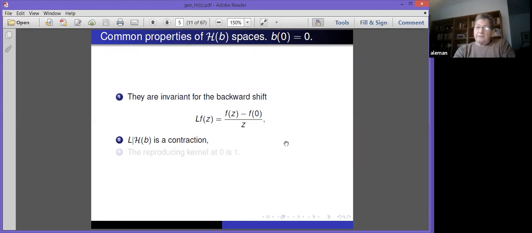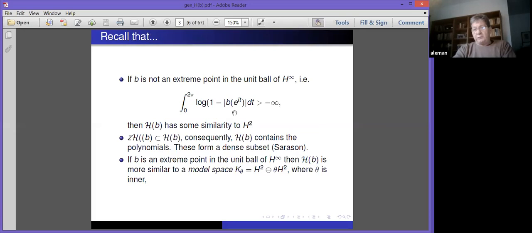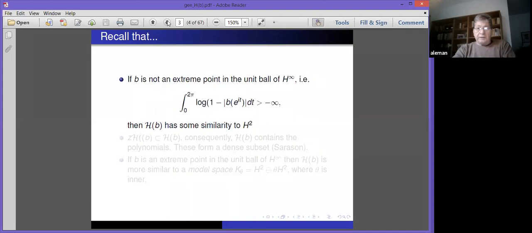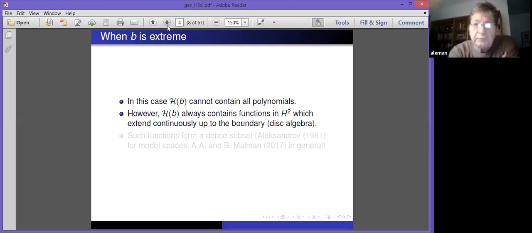So in that case, the producing kernel is constant at 0. So maybe I should, I mean, if we go back, I think you've seen the producing kernel. So if B of 0 is 0, when you put W is 0, you get 1. Right? So these are the three common properties of the Branges spaces.